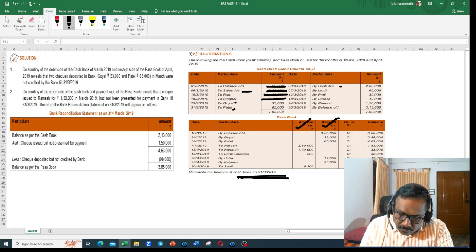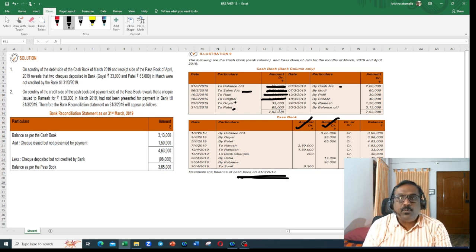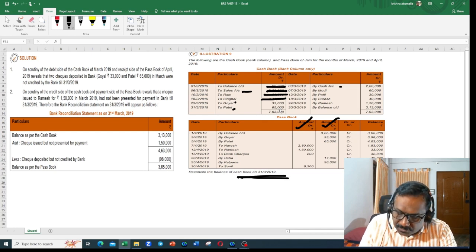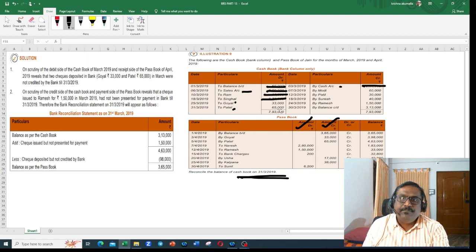You need to check now the debit side of the passbook. No 2 lakhs. That means what? Cash withdrawn on 3rd March has already been updated in the passbook. There is no difference. That is the meaning of this, and I am striking off this. There is no difference here.